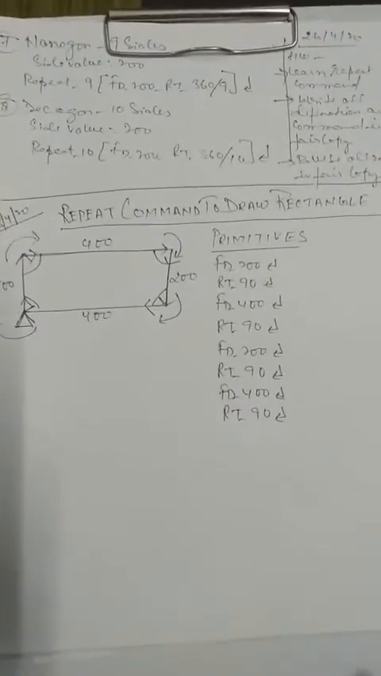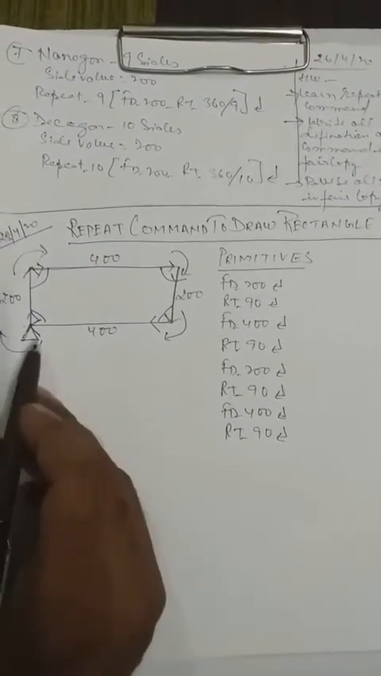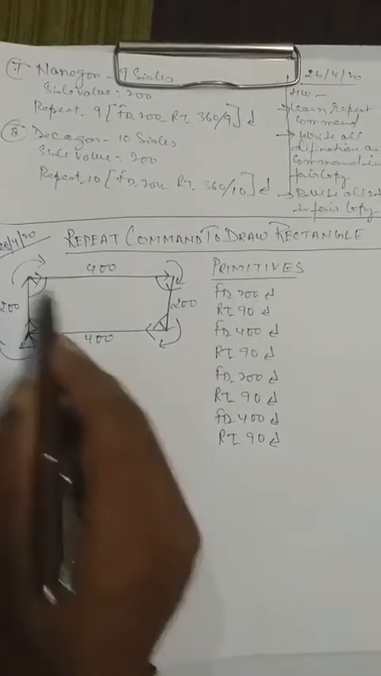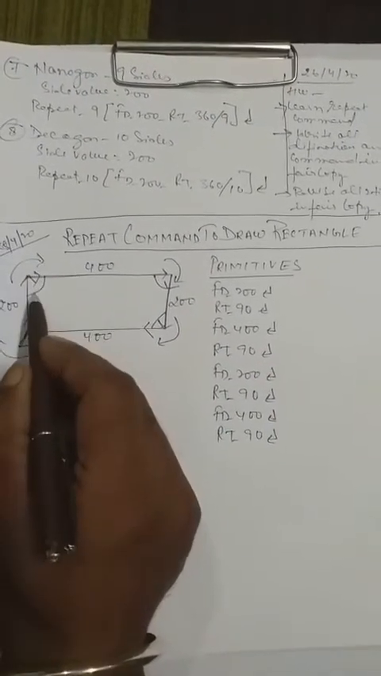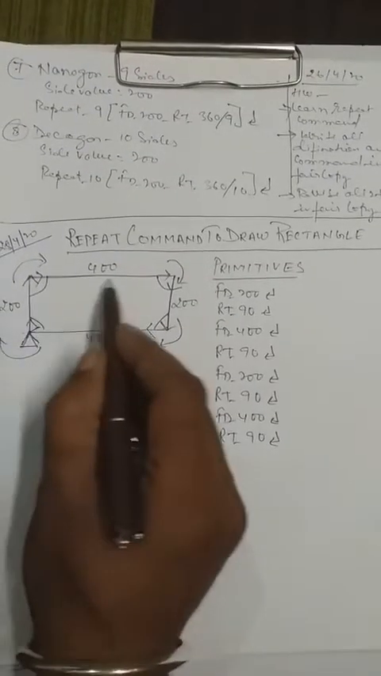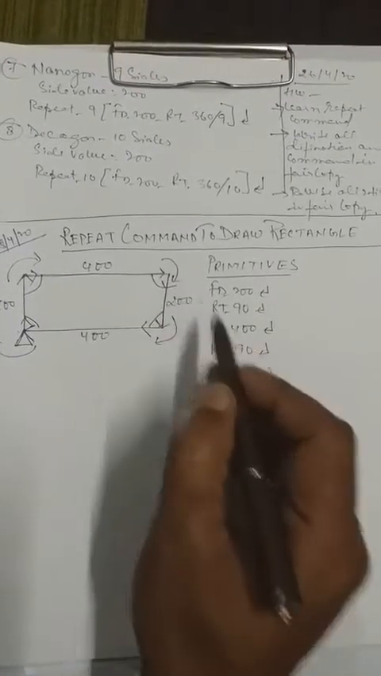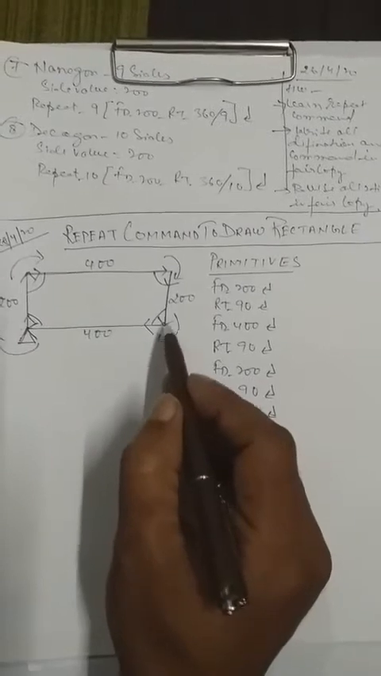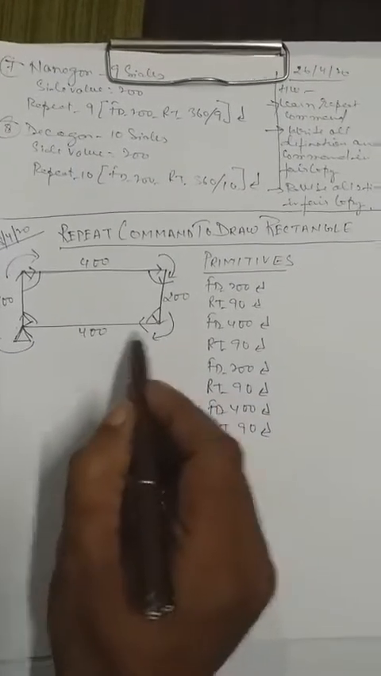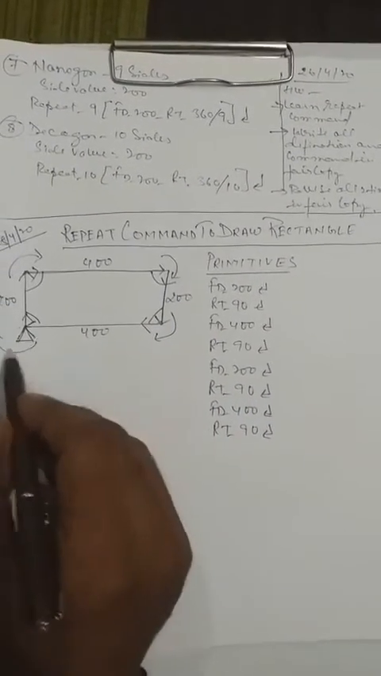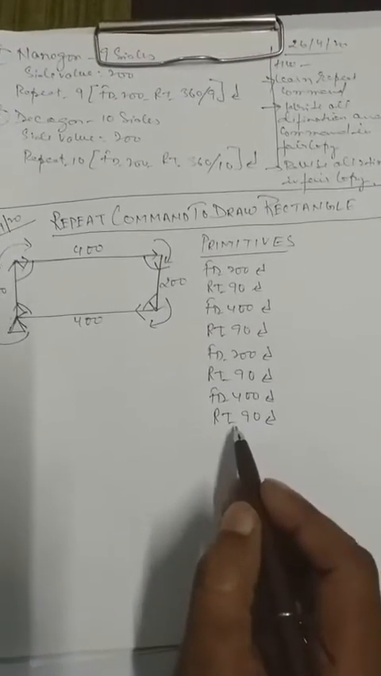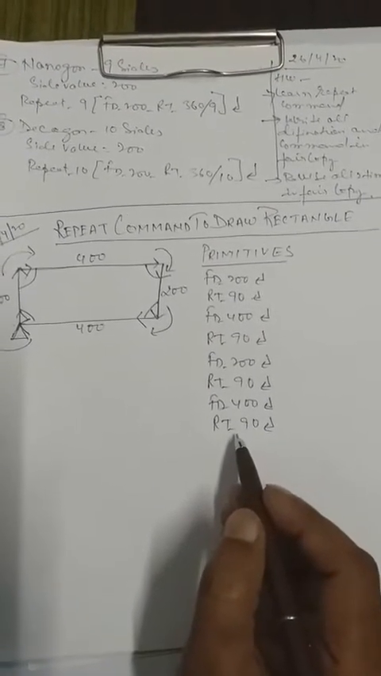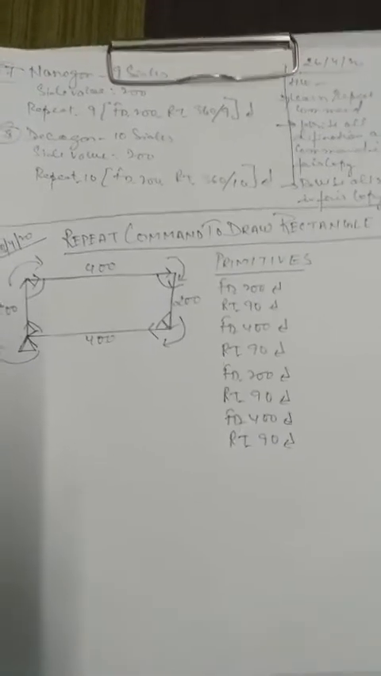This is the command to draw the rectangle. Once again, first of all my turtle was here. It will go straight, FD 200, then it will turn right 90 degrees, a quarter, RT 90, then it will go 400 steps, then it will turn RT 90. Then it will go 200 steps, FD 200. Again it will turn right a quarter, RT 90. Then it will go 400 steps, FD 400, and it will turn RT 90 clockwise to the right side. So this is the command to draw the rectangle.